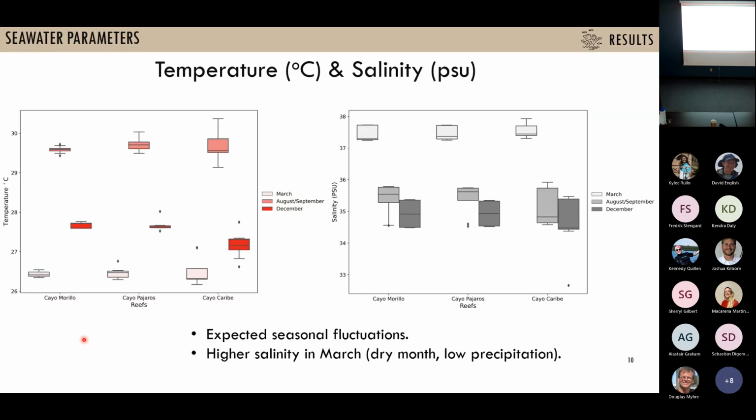So moving now to the results, we can see here in these box plots temperature on the right and salinity on the left. We see very clearly the expected seasonal fluctuations in temperature and salinity. And we also saw higher salinity in March, which is one of the driest months in Joyuda Bay.